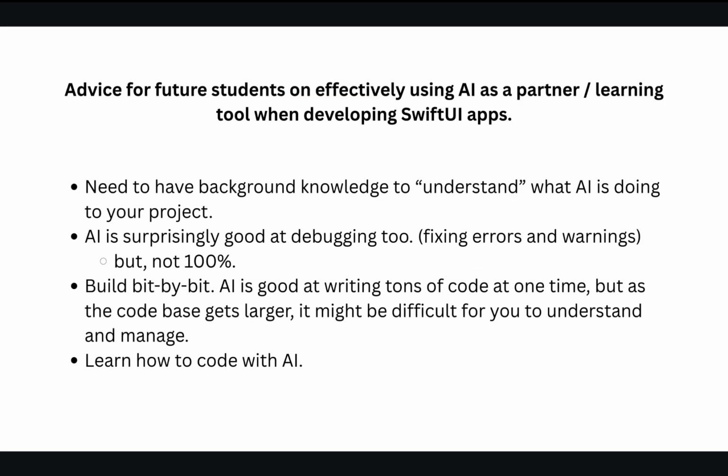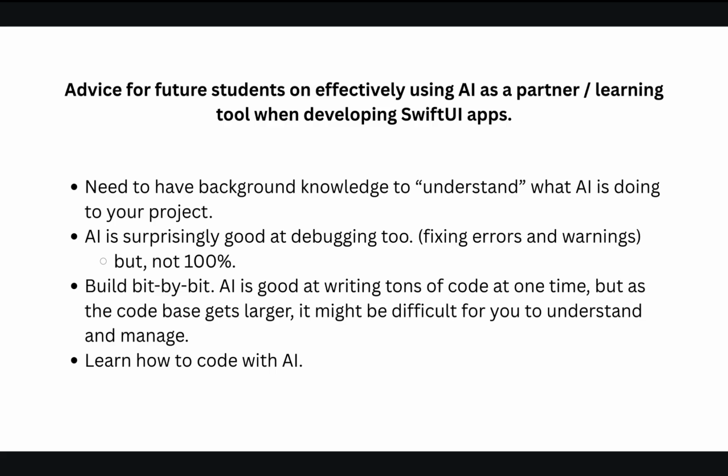So, advice for future students on effectively using AI as a partner or learning tool when developing SwiftUI apps. First of all, you need to have background knowledge to understand what AI is doing to your project. I think this really worked for me because I knew what a general app usually looks like. So when it gave me the code, I was able to read and understand what it was doing. Instead of figuring out the color or the width size by myself, it gives the best UI, but I was able to understand how it works. And in terms of structure, I was able to prompt it better because I knew I wanted an MVVM, model view model, structure, so that the code base was really neat.